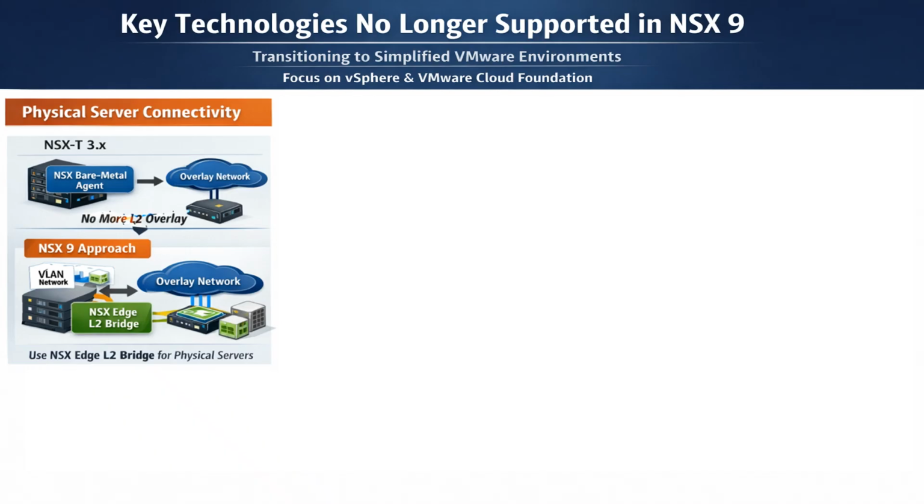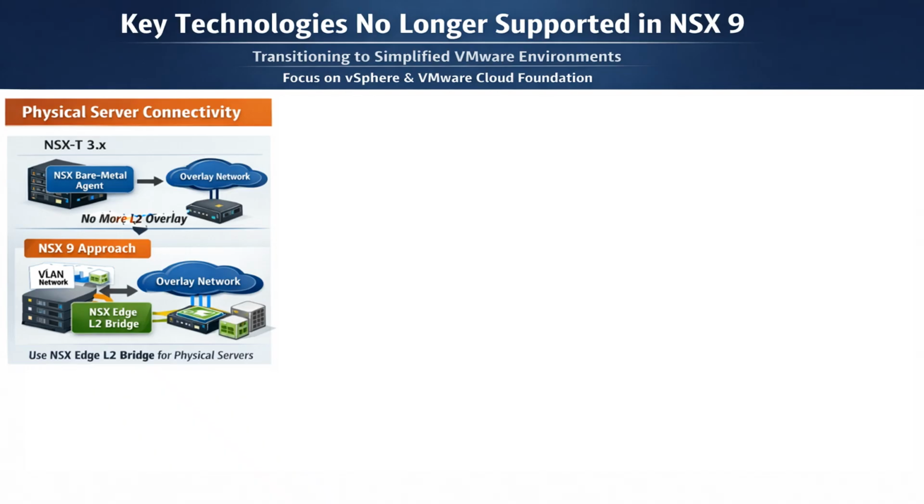So here, you can no longer deploy the NSX bare metal agent on physical servers to connect them to overlay networks. But one feature still remains related to physical servers, that is the distributed firewall. The distributed firewall for physical servers is still supported. So what exactly is removed is L2 overlay connectivity.